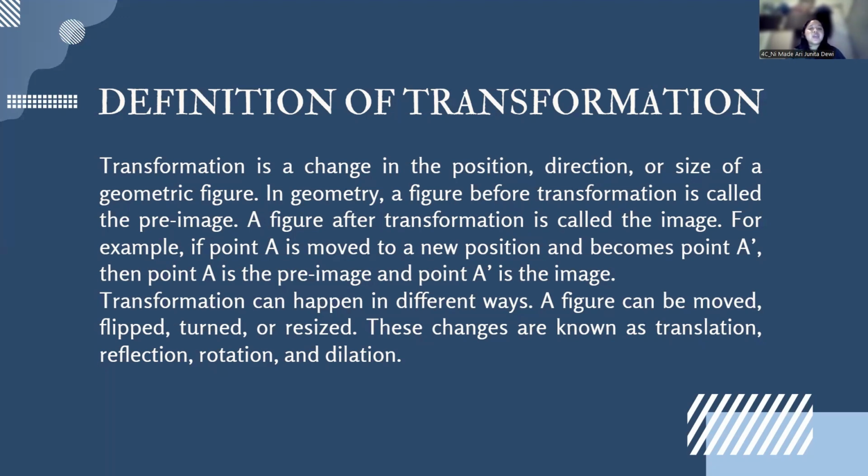In geometry, there are two important terms that we need to know. The first one is the pre-image. Pre-image means the original before transformation, and the second one is the image. Image means the result after transformation. For example, if point A is moved to a new position and becomes point A prime, then point A is the pre-image, and point A prime is the image. So transformation helps us understand how a figure changes from its original form to a new position, direction, or size.